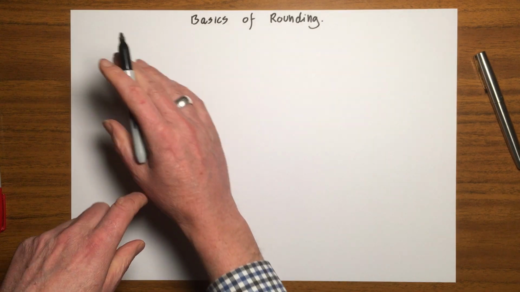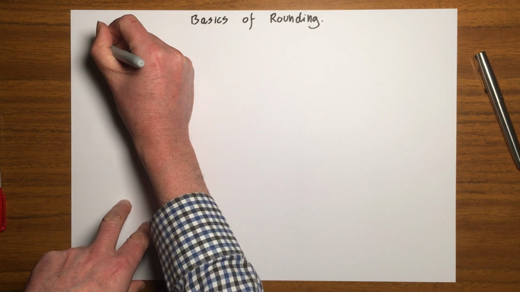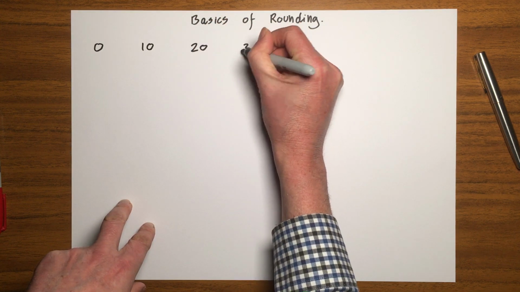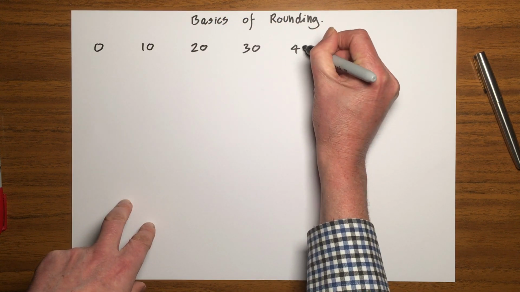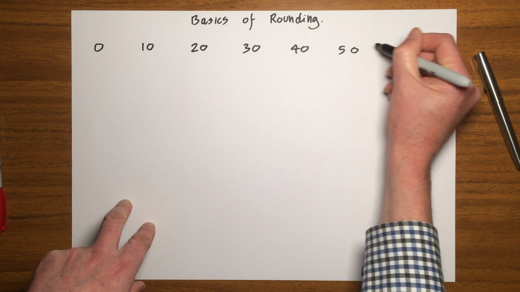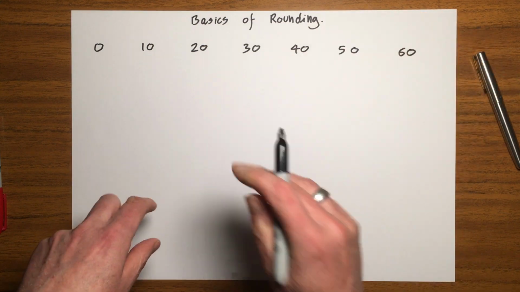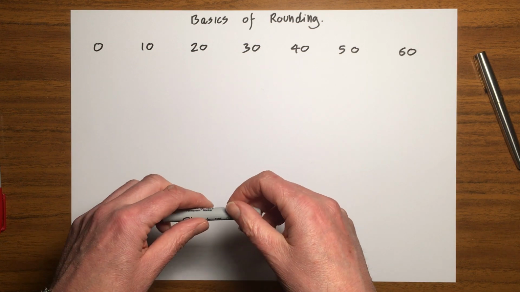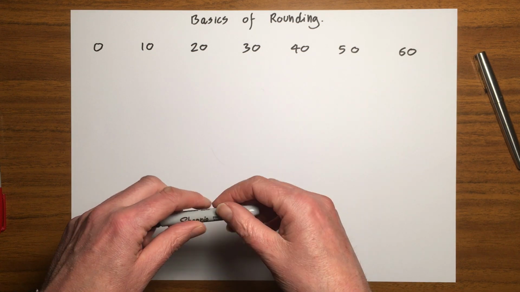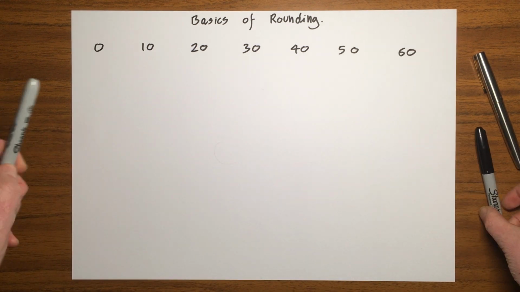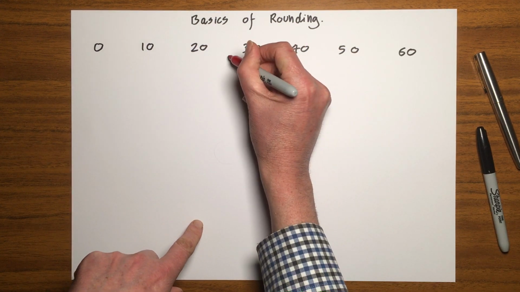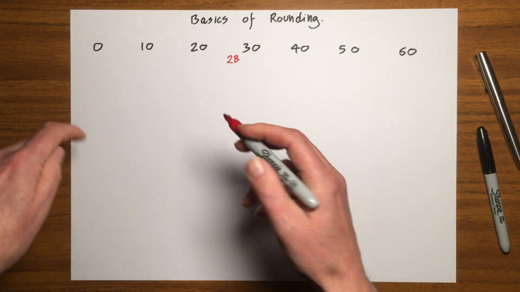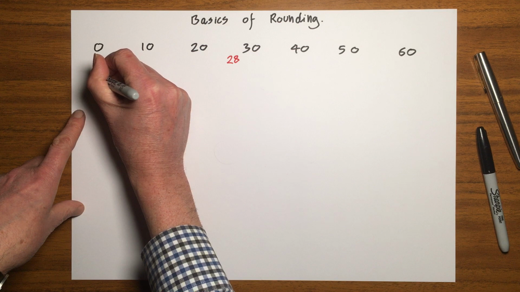So first of all, I'm just going to count up in tens. I'm going to start here and go 0, 10, 20, 30, 40, 50, 60. So here we are counting up in tens, and what I'm going to be looking at first of all is rounding to the nearest 10. So I'm going to choose a number. I'm going to choose 28. I'm going to put that in here, 28. And if I'm rounding to the nearest 10, I'll write that here.